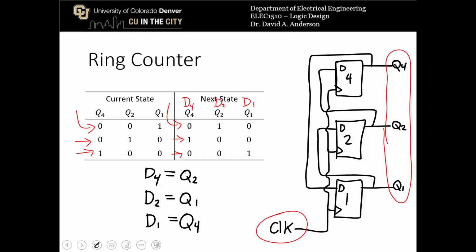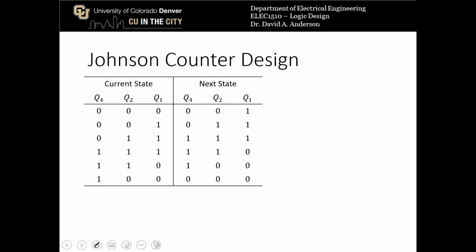This could also be designed using T flip-flops or JK flip-flops, but as you can see, the implementation using D flip-flops is fairly simple. So now let's look at a Johnson counter, a 3-bit Johnson counter. Again, this is where you start off in all zeros, and then you start filling in ones until you get to all ones, and then you start filling in zeros until you work your way back to all zeros.